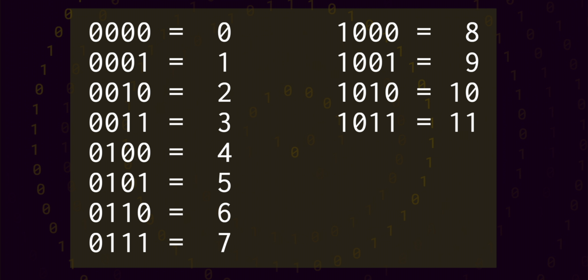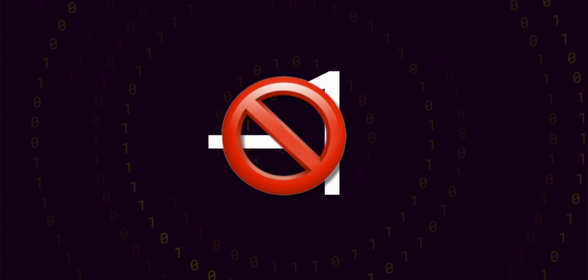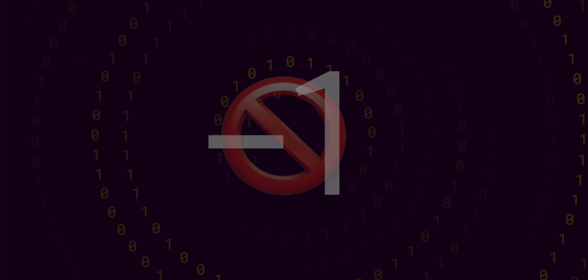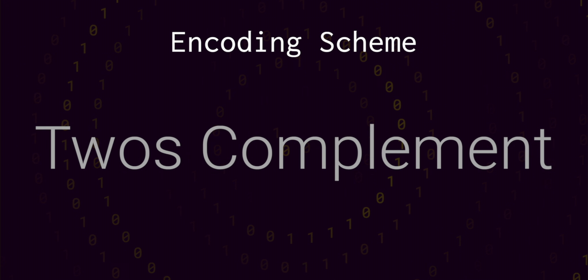So far we've seen how binary numbers can represent positive numbers starting from 0. But how about negative numbers? We only have the symbols 0 and 1, or the high and low voltages, so we can't just put a minus sign in front. Instead, what we need is an encoding scheme, and by far the most common encoding scheme is 2's complement.